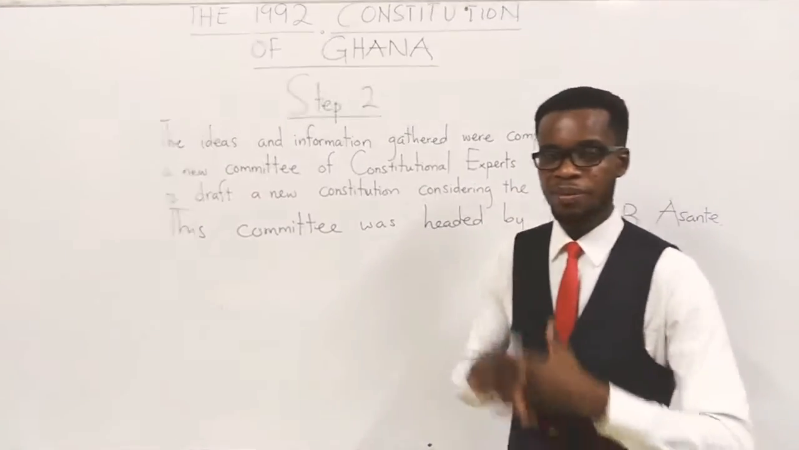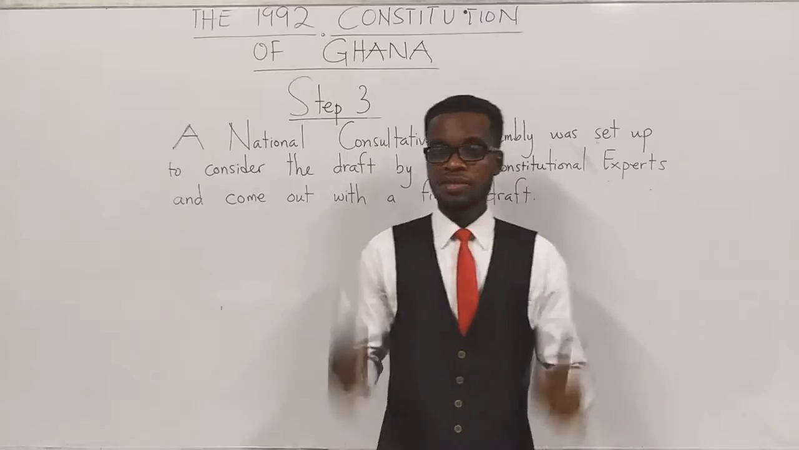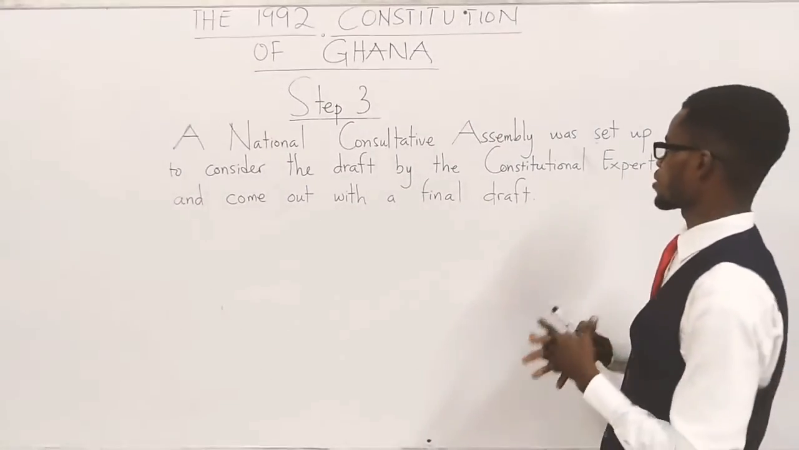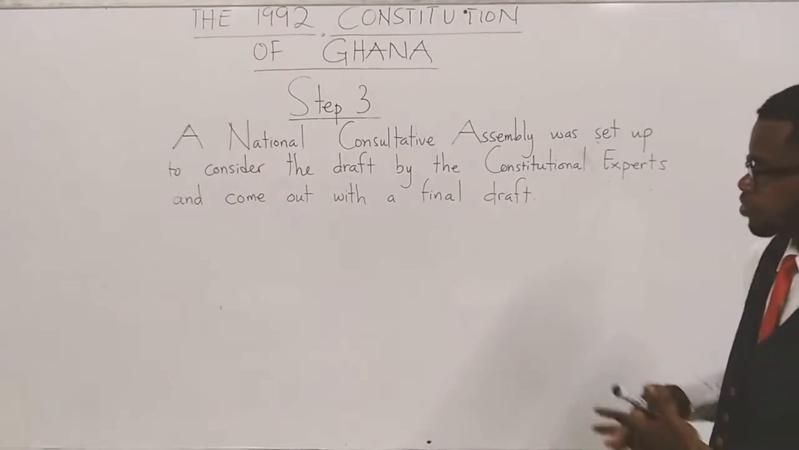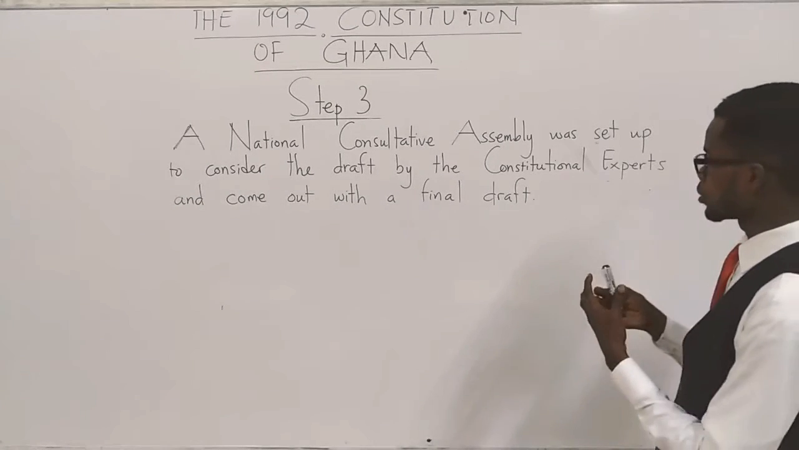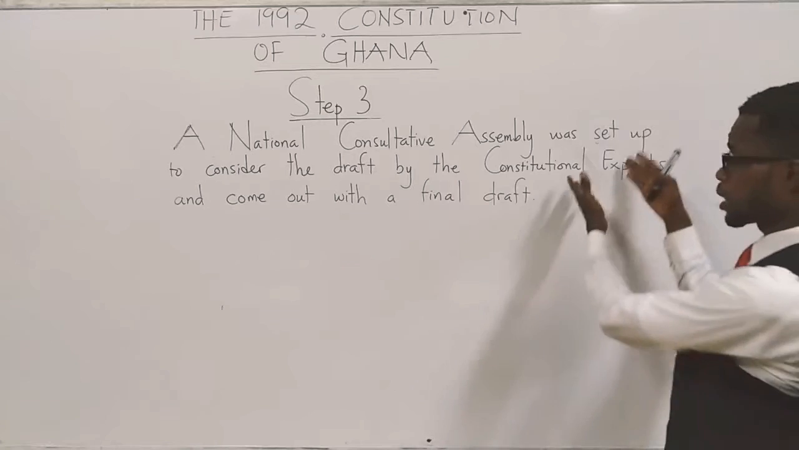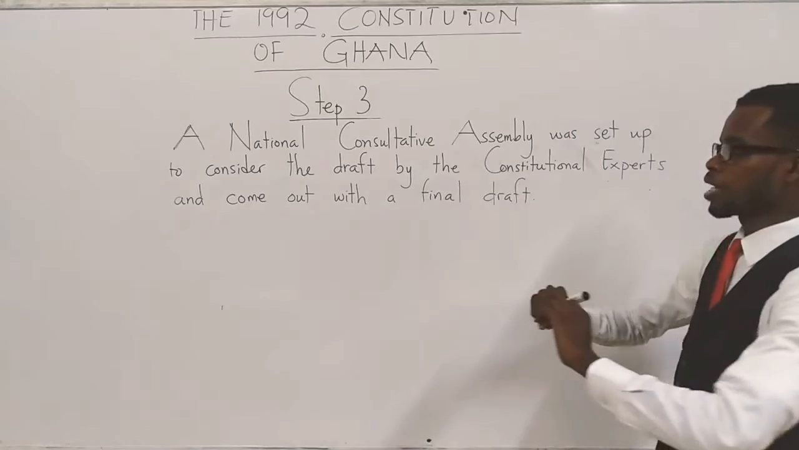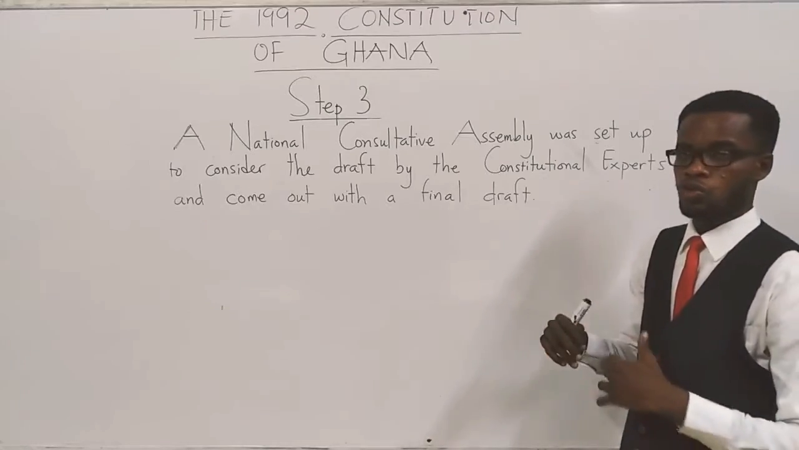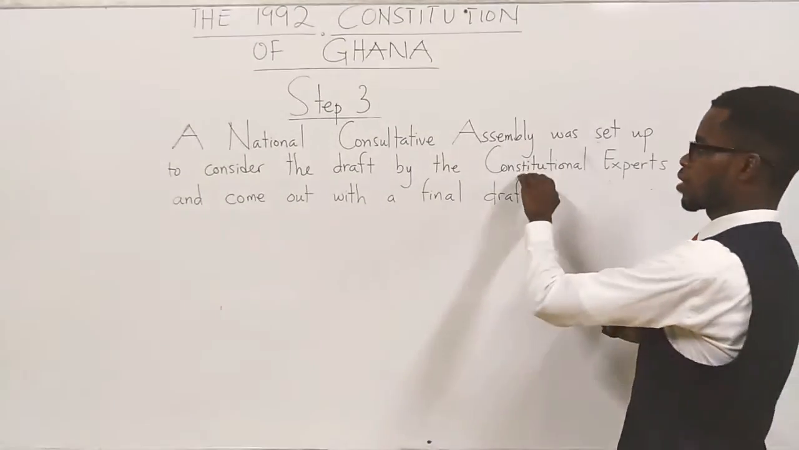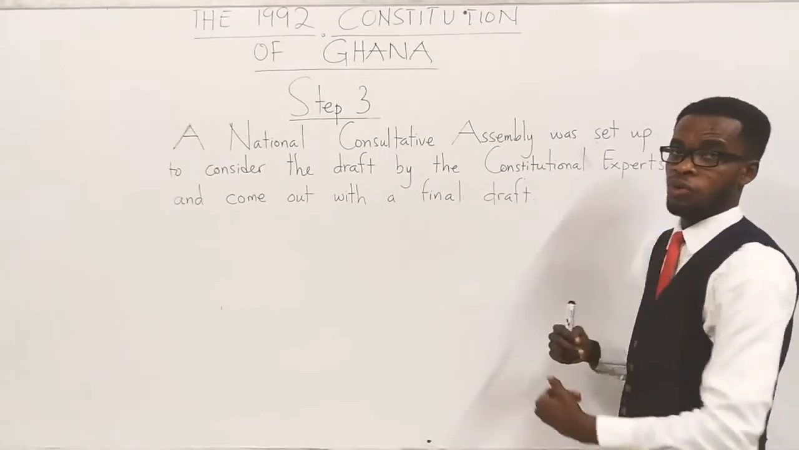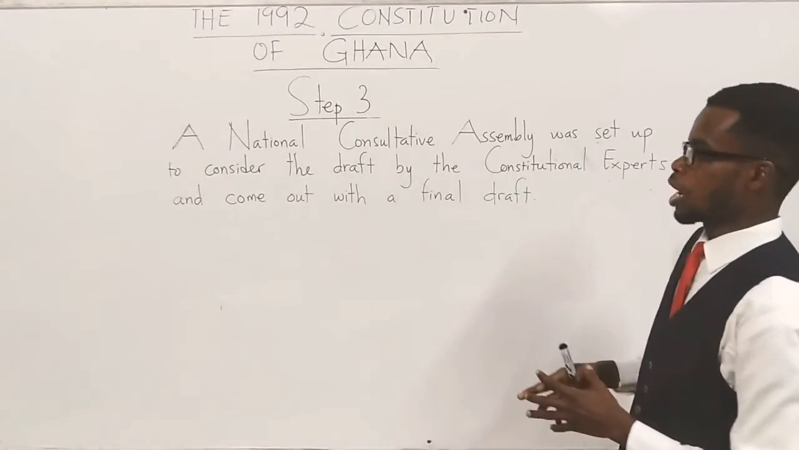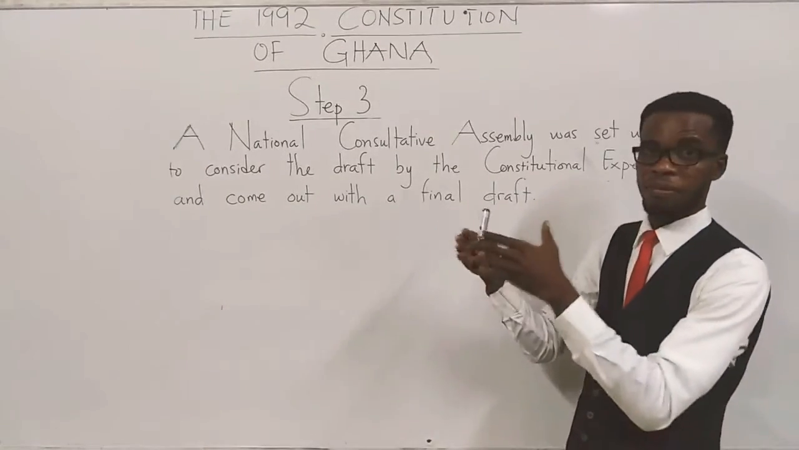So let's go into step 3. What happened? The National Consultative Assembly was set up to consider the draft by the constitutional experts, the one headed by K.B. Asante, and their job was to come out with a final draft. So they will look at what this committee has worked on, and then they will come out with a final draft. That final draft will move us to step 4.